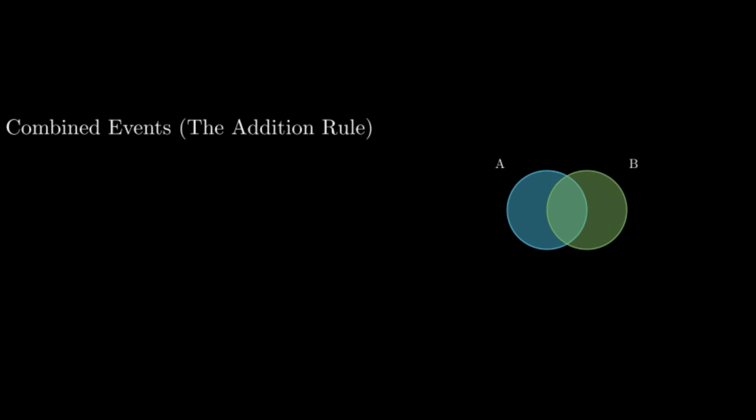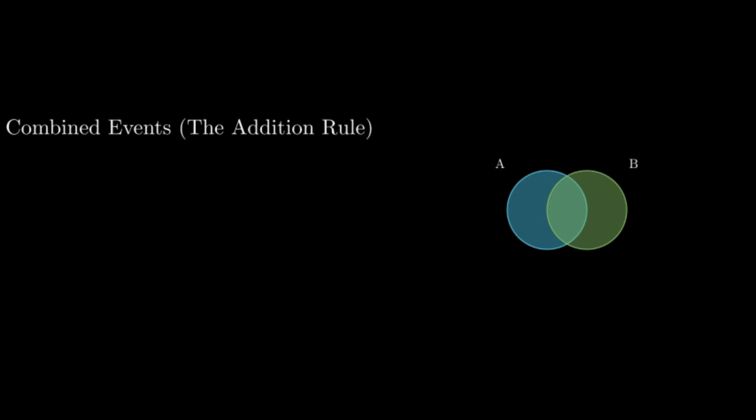This is when we want to find the probability of either event A or event B occurring. In set notation, this is the union of A and B. If we think about our Venn diagram, the probability of A or B is the probability of being anywhere in the shaded region, which covers all of A and all of B. A common mistake is to simply add the probability of A and the probability of B.